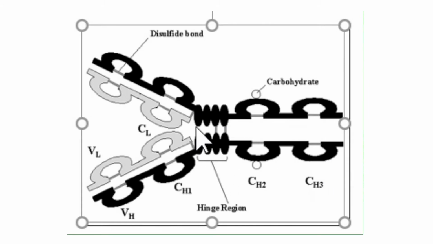This is the hinge region, which provides flexibility for binding of the immunoglobulin to its antigen. The link between the immunoglobulin's heavy chain and light chain is by a disulfide bond. This is the interchain disulfide bond. Another structure is the intra-chain disulfide bond, which gives the domain structure of the heavy chain. So there will be intra-chain and interchain disulfide bonds. Another molecule attached to the constant heavy chain 2 is the carbohydrate molecule.